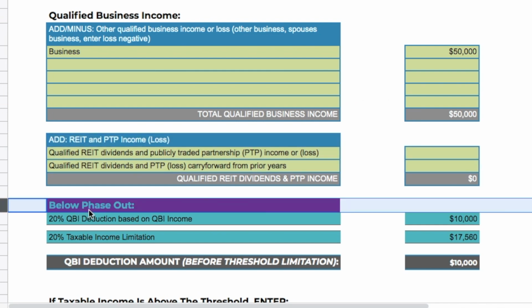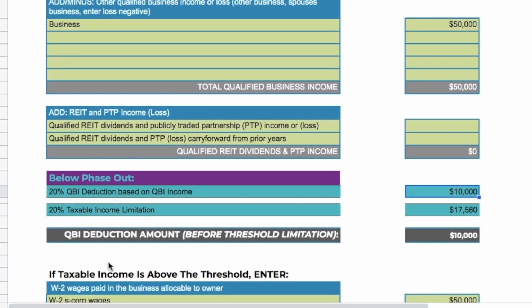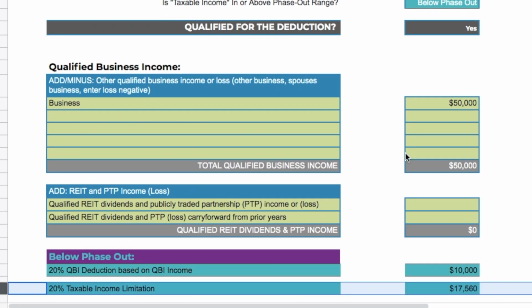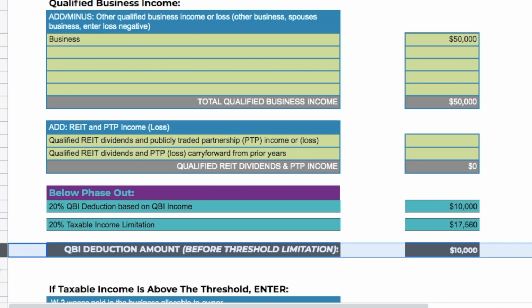So here's the QBID calc for people below the phase out. We're either going to take 20% of our QBI income, 50,000 times 20% is 10,000, or 20% of taxable income, which is this 87,800, which is 17,560. So the lesser of these is the 10,000, and boom, we get to take it.